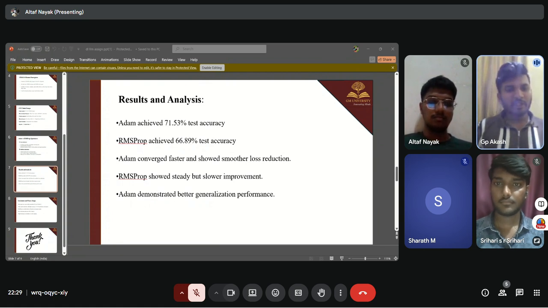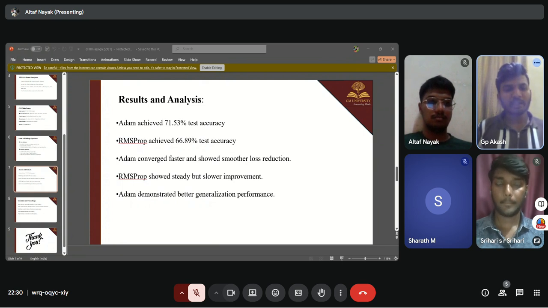Adam and RMSProp successfully trained the neural network on the CIFAR-10 dataset, showing that both are effective optimizers. However, Adam performed better overall, achieving higher accuracy of 75.71% and faster convergence compared to RMSProp. RMSProp was stable and reliable but less effective in terms of how quickly it reached optimal accuracy.